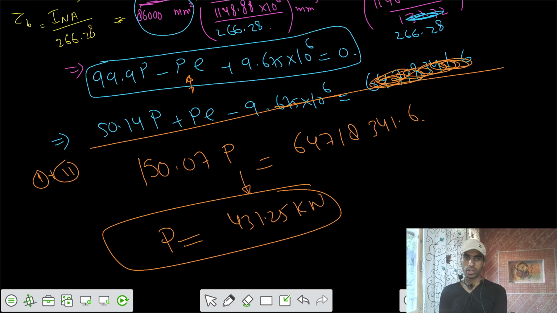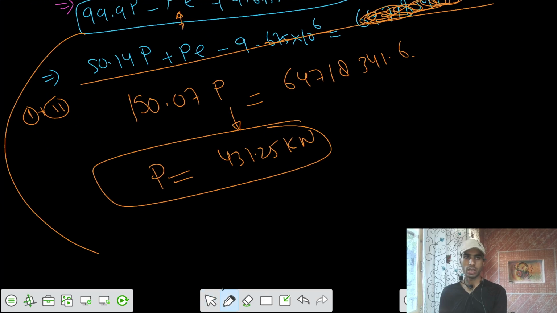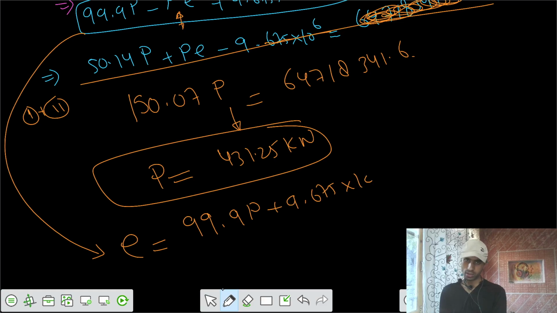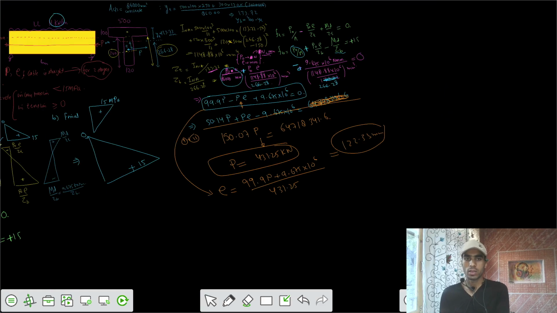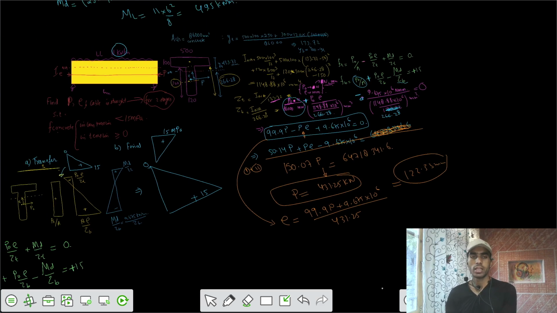After that, to calculate the eccentricity, we can substitute the value of P in either of the equations such that we can get the eccentricity. So we can solve 99.9 P plus 9.675 times 10 to the power 6 divided by 431.25, and that's your value of eccentricity, 122.33 millimeters. So these are the values we got: P as 431.25 kilonewton and E as 122.33 millimeters. Now this was based on case 1, that was your stage 1, the transfer stage.